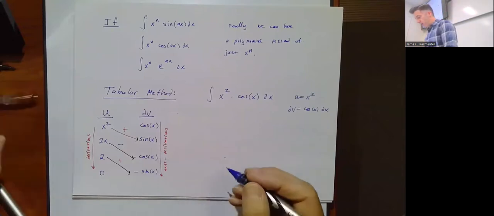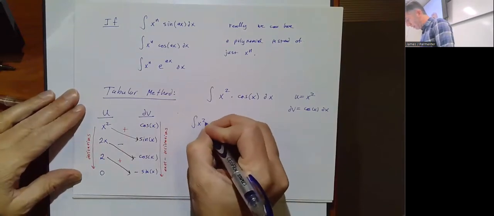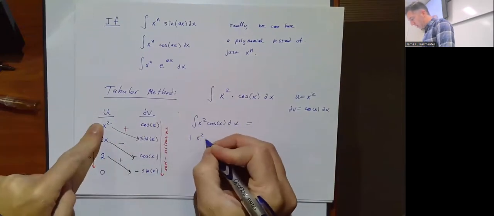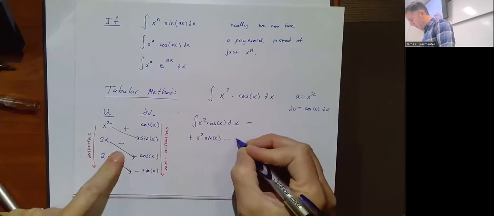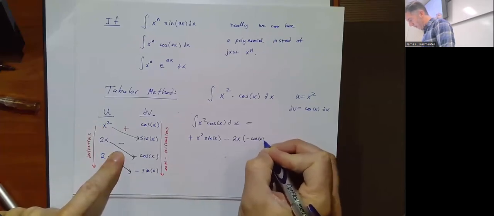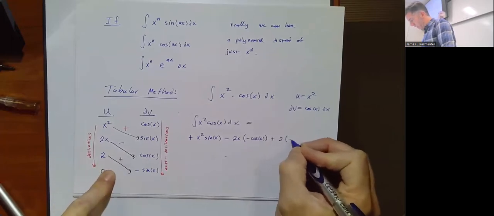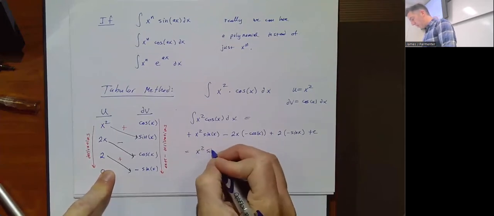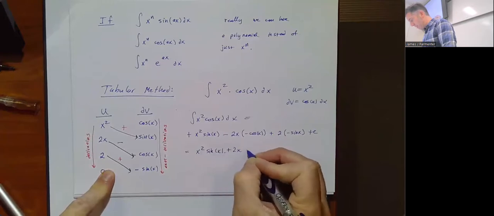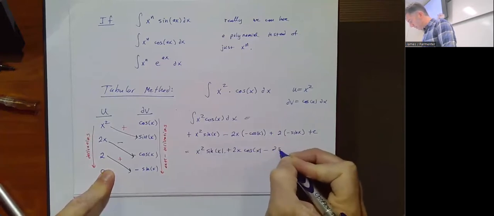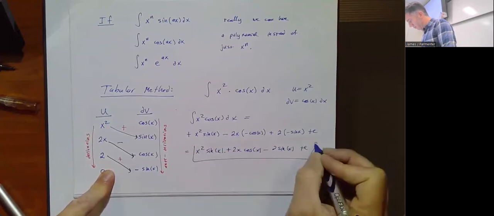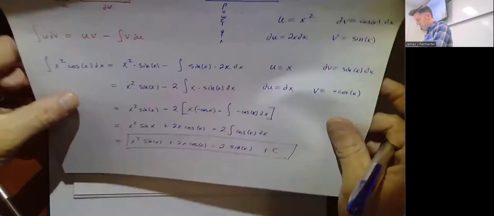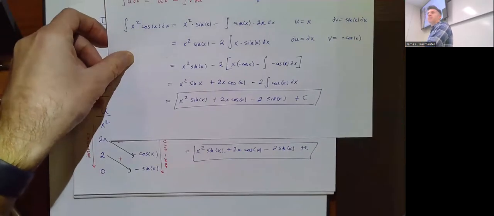All right. So then here's what we've got. Our integral of x squared cosine of x dx is equal to plus x squared times sine of x minus 2x times negative cosine of x. Yes, I would fix that. Plus 2 times negative sine of x plus c, which if we write it more nicely is x squared times sine of x plus 2x times cosine of x minus 2 times sine of x plus c. Which if we look back at our previous work, hopefully it's the same. Yep, looks pretty stellar. It's the same.